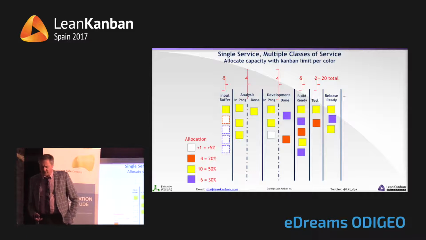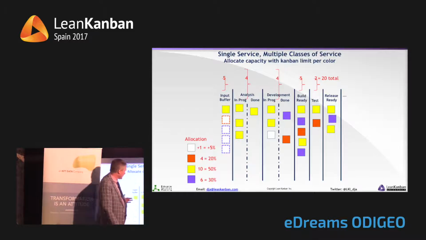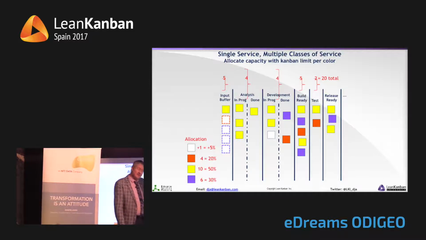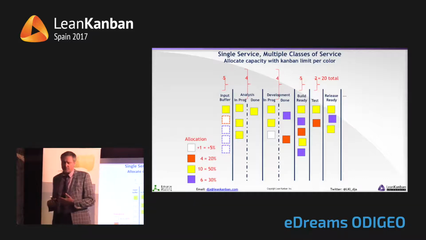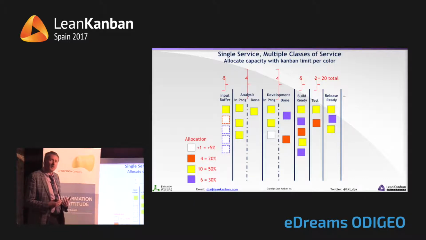Then you can start to get more sophisticated. Now you've got a pull system. How about we have different classes of service? Depending on how urgent the ticket is, there's different policy that tells us how fast it moves across the board. And we represent the class of service with the color of the ticket.